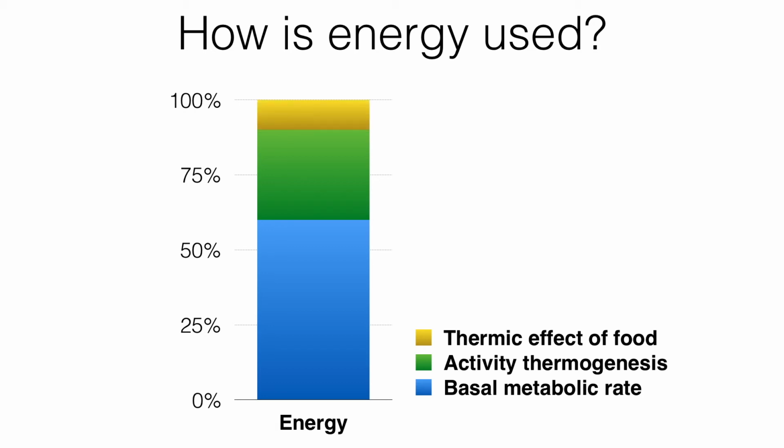This is the energy cost of processing and storing food. Now 10% is a rough figure. As a rule, lipids take less energy to process in contrast to, say, proteins.